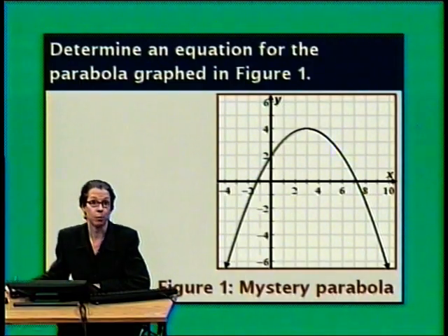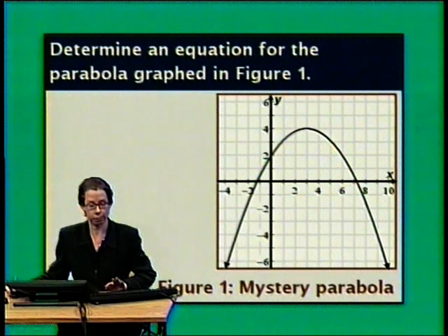So here's an example. Determine an equation for the parabola graphed in Figure 1. We just have this picture of a parabola. We want to know the equation.